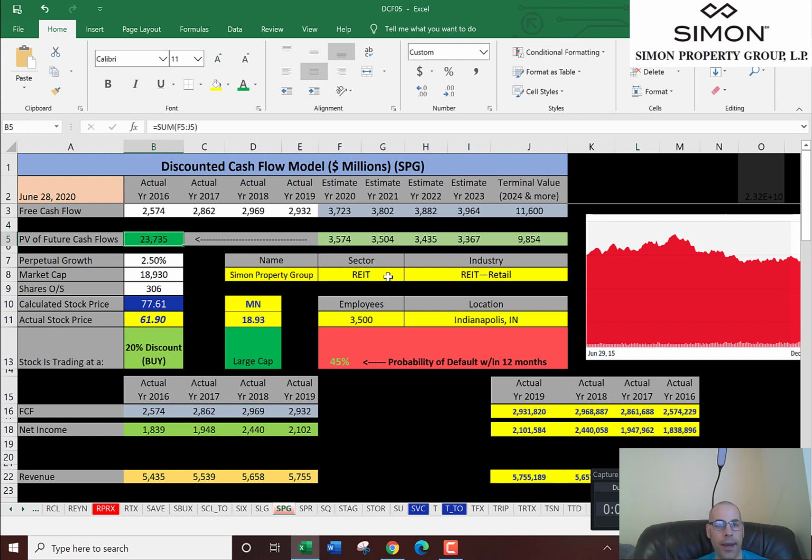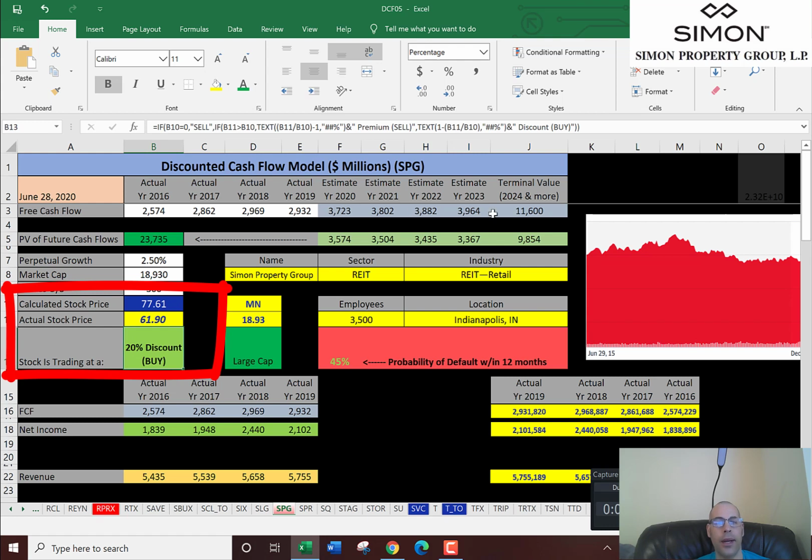We divide that number by 306 million shares outstanding. We get an intrinsic stock price of $78. It's trading at $62, so it's a buy according to the model. It's trading at a 20% discount.